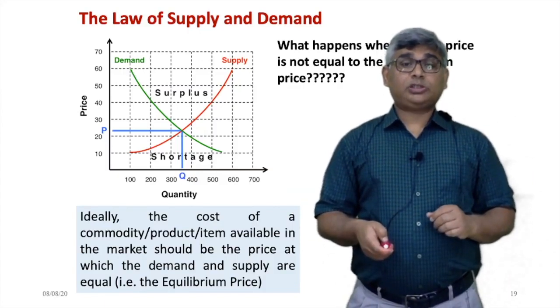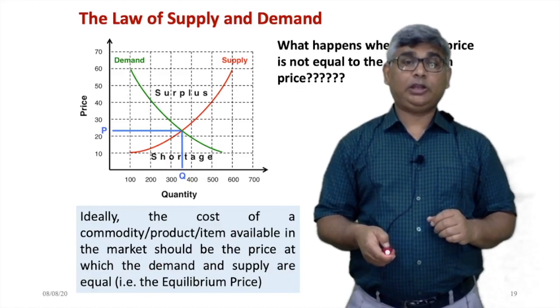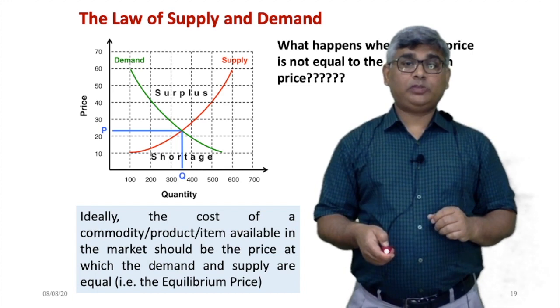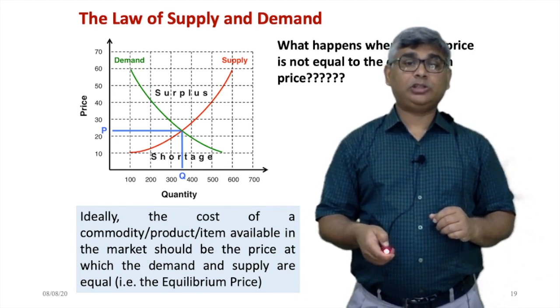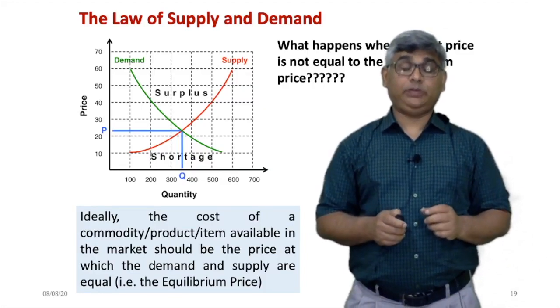Similarly, below this horizontal blue line, we have another condition. Say for example, if I take 10, then at this particular price, what is being demanded is higher than what is being supplied. So this is the region which we call the shortage region.